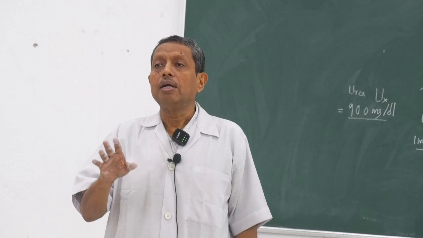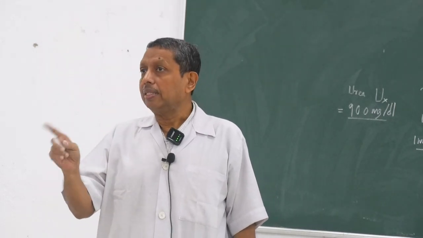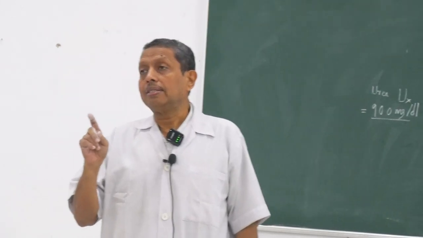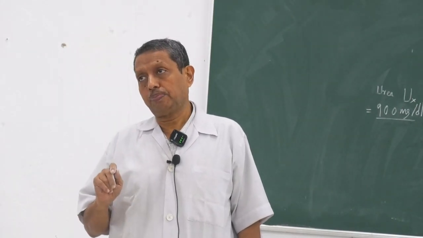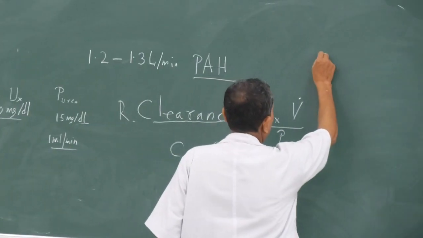Now whatever amount of any substance is present in the urine is the filtered load plus the amount directly transferred by tubular secretion, Tx. Suppose you consider the case of a nephron.